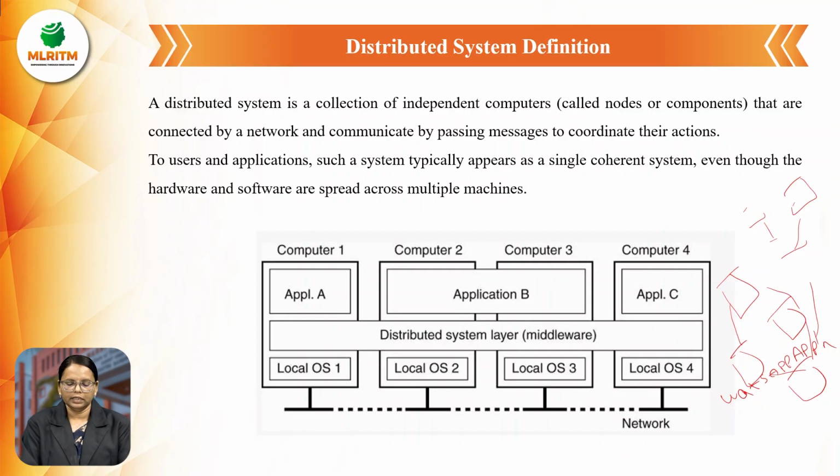Here in the diagram, there are three independent computers and a distributed system layer, which is the middleware software, and each system has a local operating system. The whole system is connected through a network. So this is the distributed system diagram.